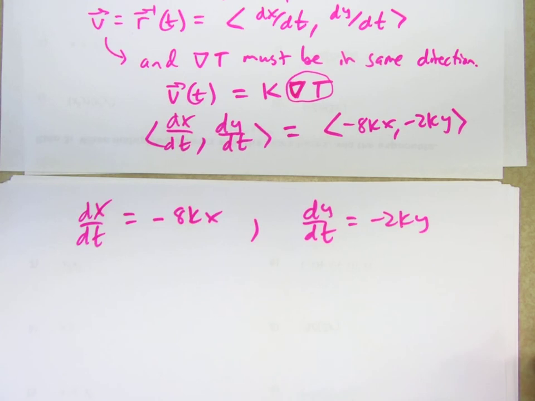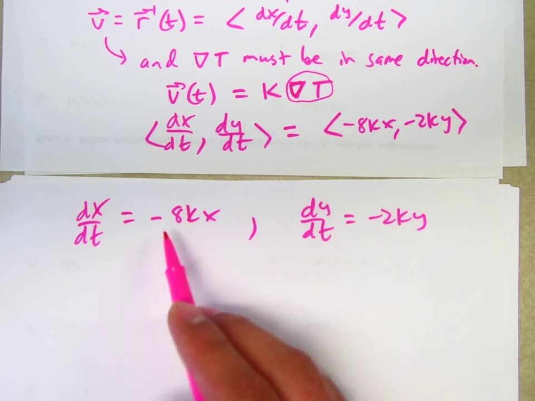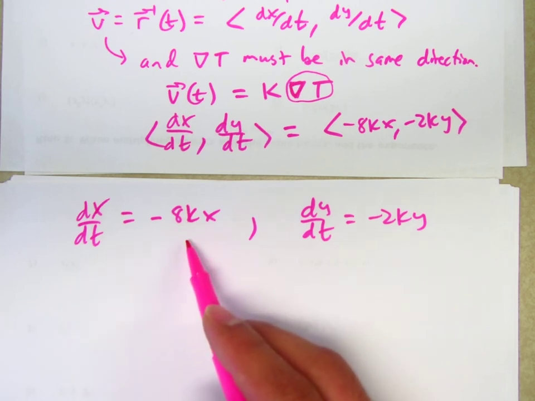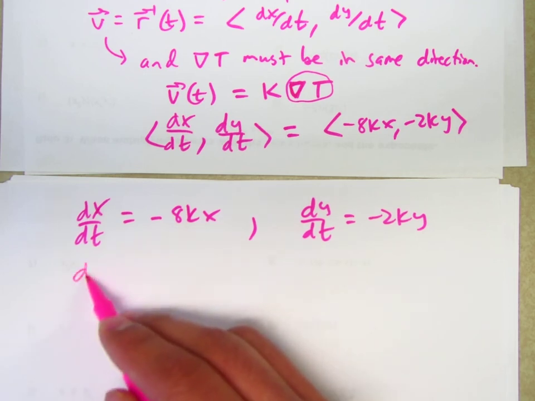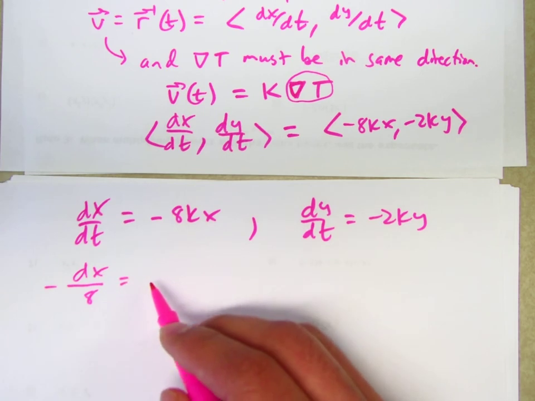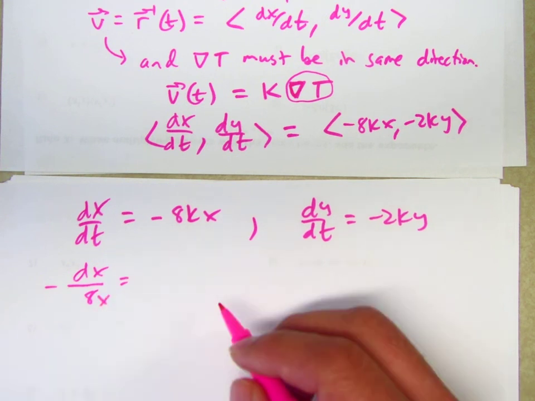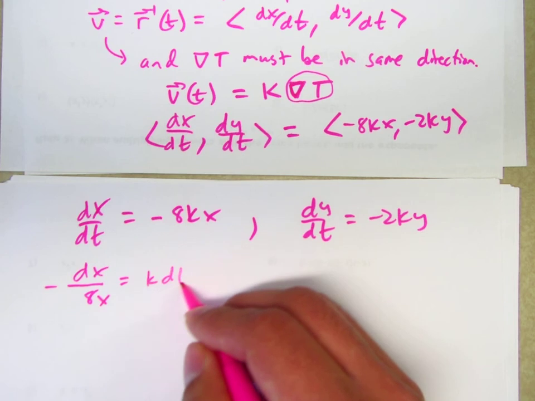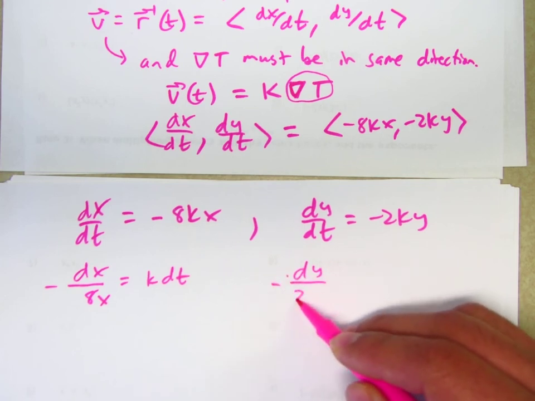Now, if I separate variables for each one, let's move the x's over here. So I'd get negative dx over 8x, that's going to equal k dt. Do the same thing here. Negative dy over 2y, that's going to equal k dt.